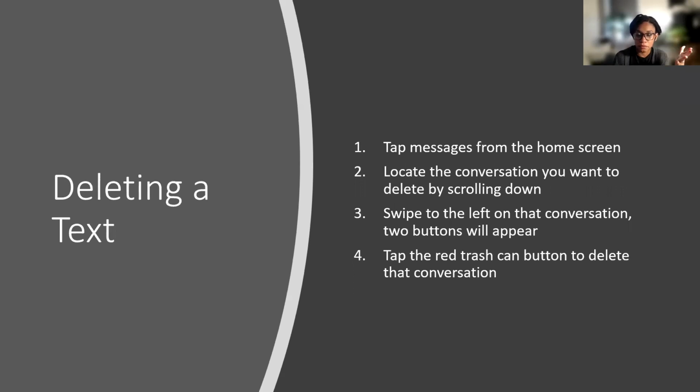To delete text messages, you are going to want to be in the Messages app and locate the conversation you want to delete by just scrolling through those conversations. Swipe to the left on that conversation and 2 buttons will appear. You can tap the red trash can that comes up to delete the conversation.